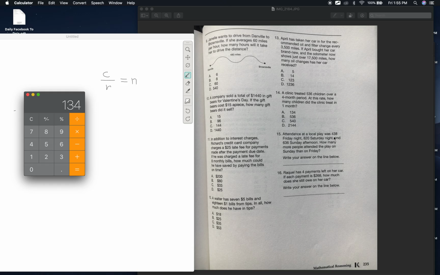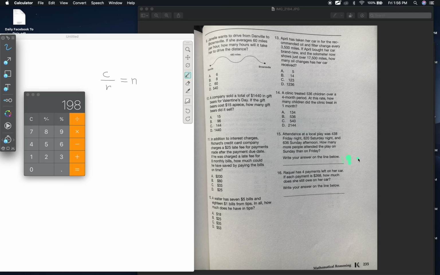Attendance at a local play, this is number 15. Attendance at a local play was 438 Friday night, 820 Saturday night, and 636 Sunday afternoon. How many more people attended the play on Sunday than Friday? So Sunday was 636, minus the amount on Friday. So we're trying to find the difference between this number and this number. So we subtract 636 minus 438 equals 198. Okay, so that's your answer.